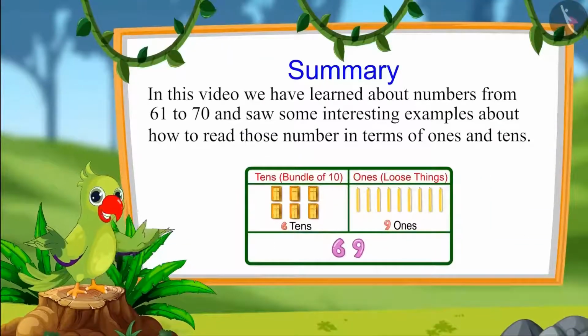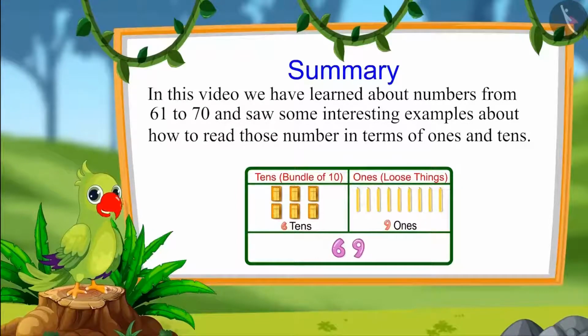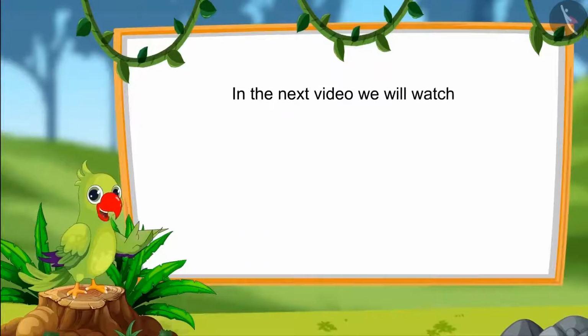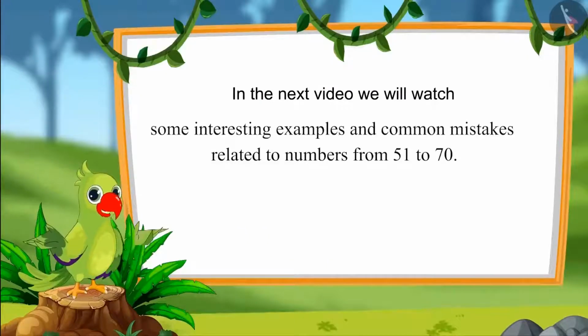In this video, we have learned about numbers from 61 to 70 and saw some interesting examples about how to read those numbers in terms of ones and tens. In the next video, we will see some interesting examples related to numbers from 51 to 70 and discuss some common mistakes that we should avoid. Until then, bye children.